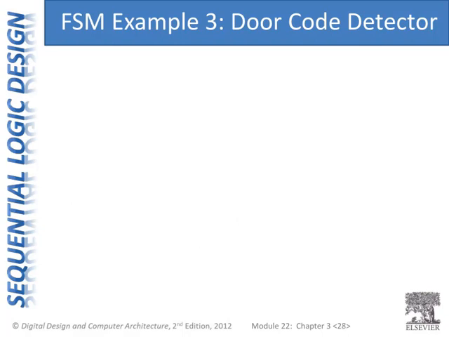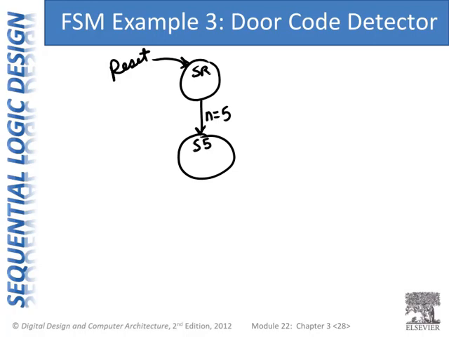So now we need to draw the state transition diagram. You start with a reset state. We call it SR. That's the state we're in when we haven't detected any part of the sequence. And we, again, start by drawing what we're looking for. So we'd like to detect N equal to 5, so we'll call it the S5 state. If you're in the S5 state, you know you've detected the 5 already, followed by N equal to 9.